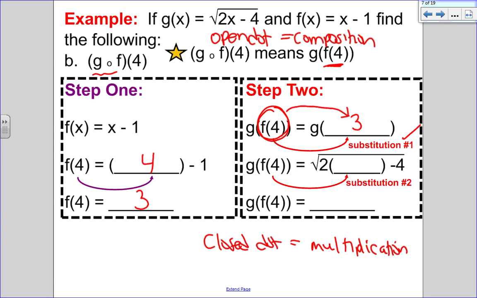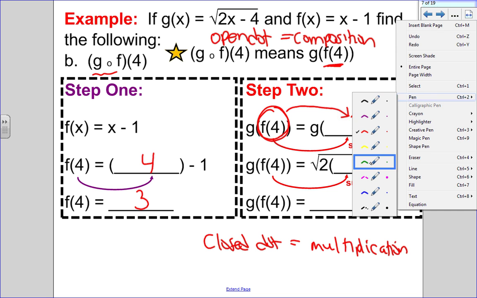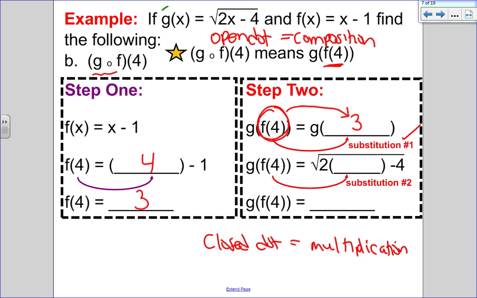Now g of 3 tells me I'm going to my function, and that function's name is g. And g of x, the rule for that is the square root of 2x minus 4. So I'm going to do g of f of 4. f of 4 we just found was 3. So I'm going to do the square root of 2 times 3 minus 4, and that's substitution number 2. 2 times 3 is 6, 6 take away 4 is 2. So my final answer, g of f of 4, is the square root of 2. So substitute, substitute, simplify.